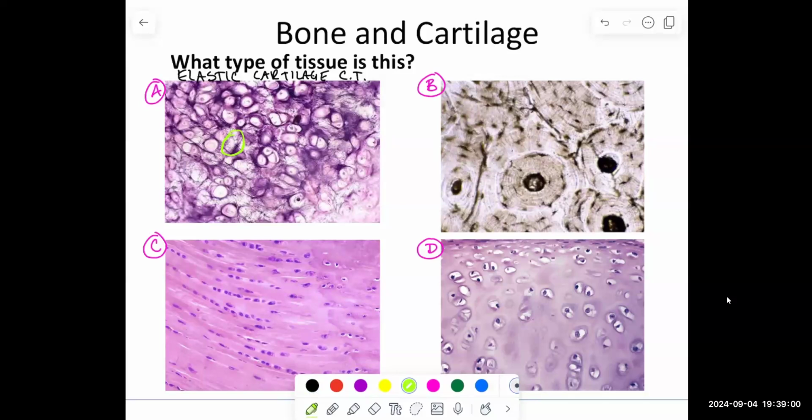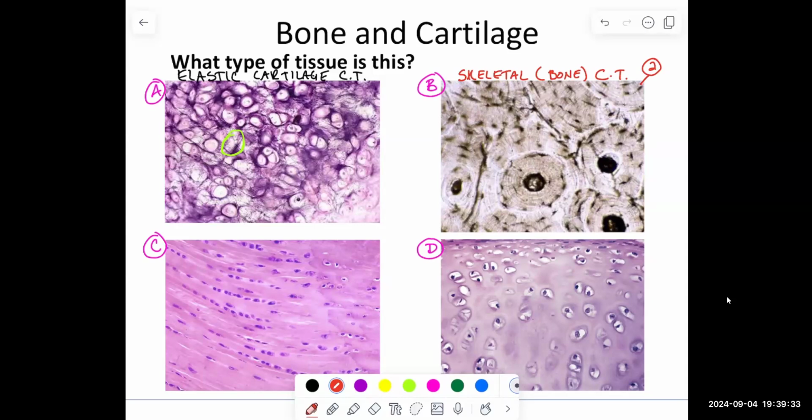What about B? Which tissue is B? Skeletal tissue, bone tissue. And it is a connective tissue. Skeletal connective tissue or bone connective tissue, either one. Technically, it might not be clear yet. There's two types of this. We'll get to that in a bit.